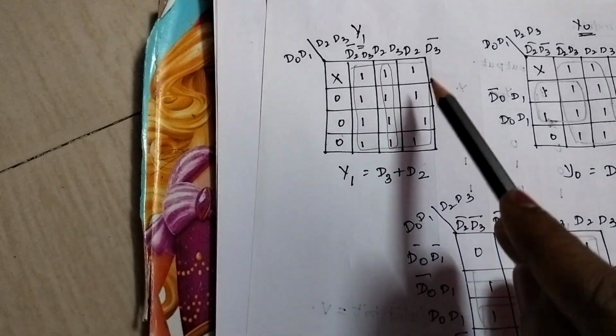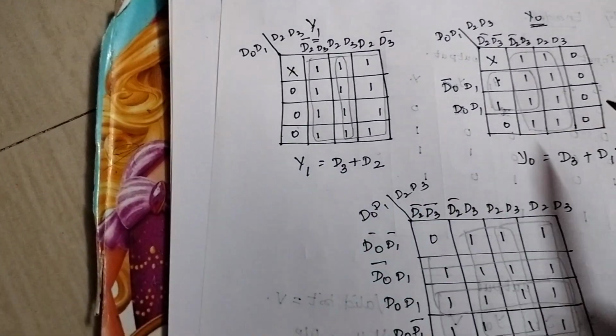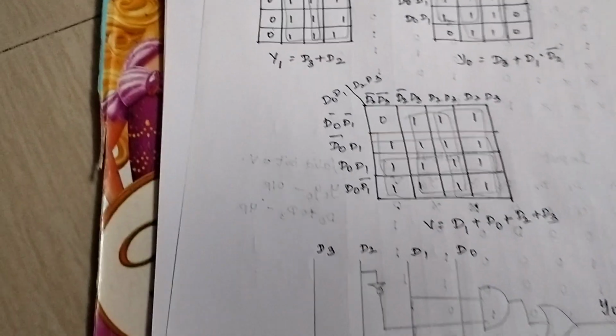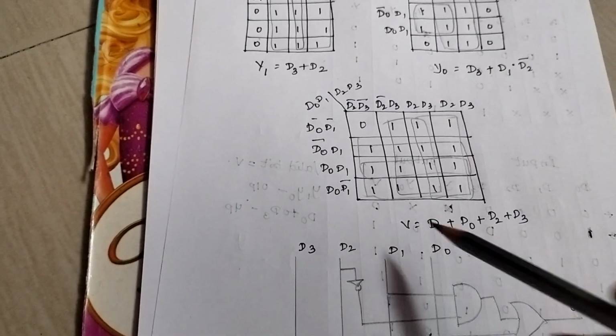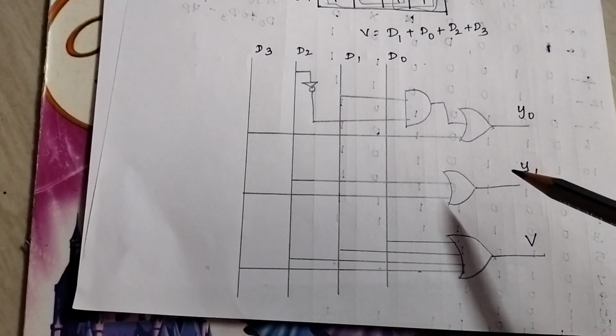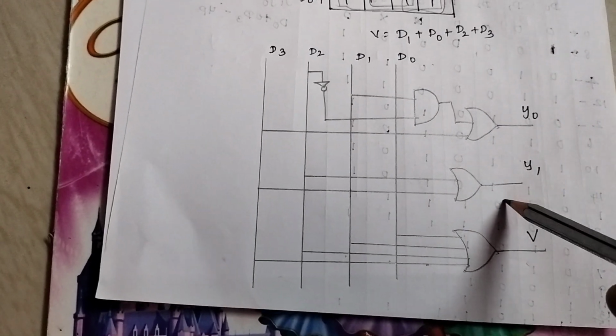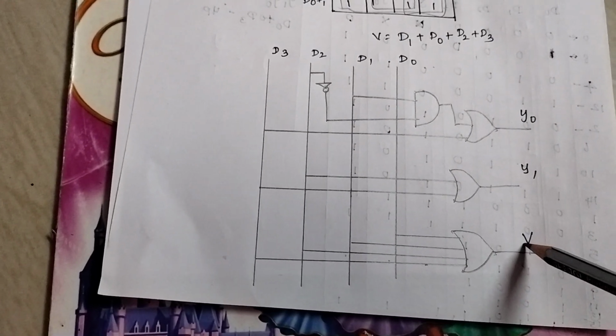So I grouped them as 8, 8. So your answer is D3 plus D2. Like that you have to do the K-map for Y0 as well as for the valid bit. After completing the K-map, based on this you are going to draw the diagram. For what are you going to draw the diagram? Y0, Y1 and V. Y0 and Y1 are the outputs and V is nothing but your valid bit.